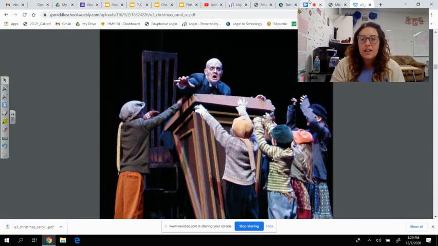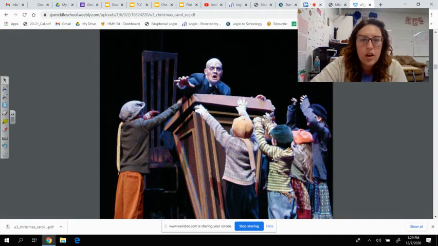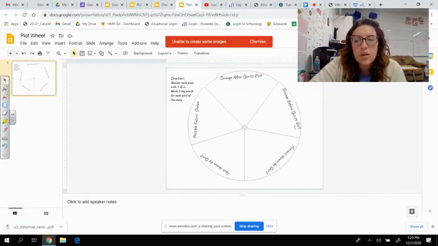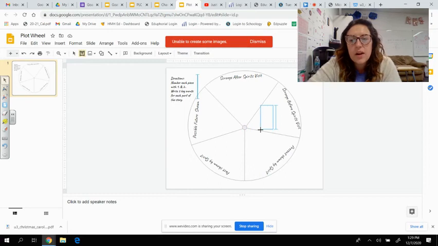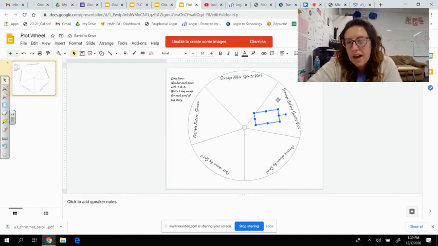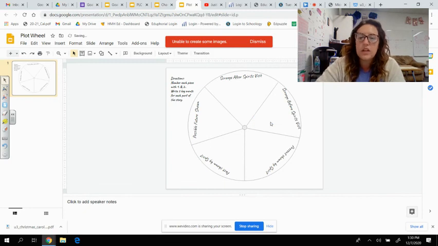And then after that, you're going to go to the plot chart, and we're going to fill in right here, Scrooge before the spirit visits. That's what we want to see, and we want to know what he was like. So list 2 key events. Like I showed you yesterday, you have your text box, you do 1 and 2, and then 2 key events that happen before the spirit's visit. And then we'll do 1 for each day.